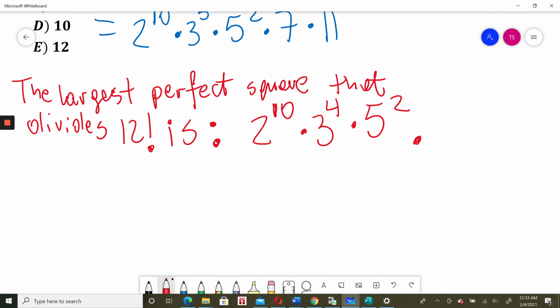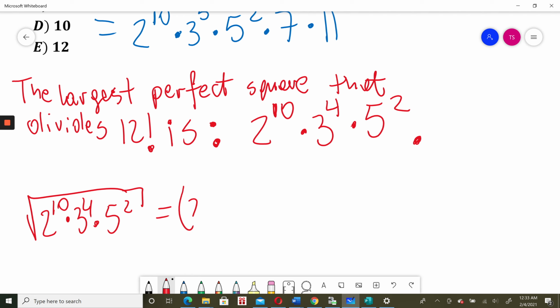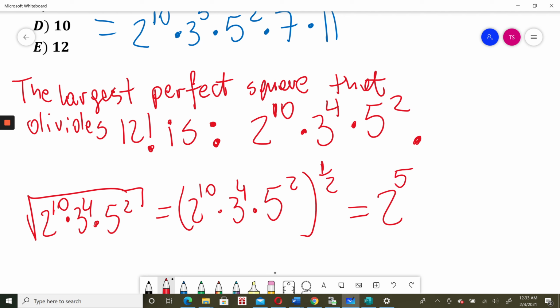Now I need to find the square root. So the square root of that number, square root of 2 to power of 10, 3 to power of 4, 5 squared, will be just to the power of 1/2. Which is equal to 2 to power of 5 times 3 to power of 2 times 5 to power of 1.